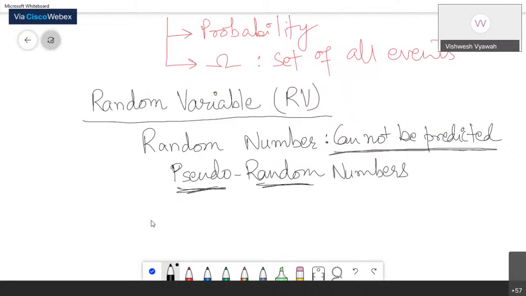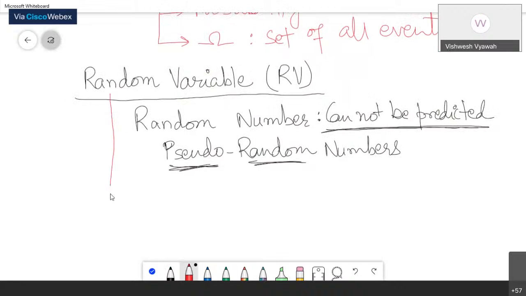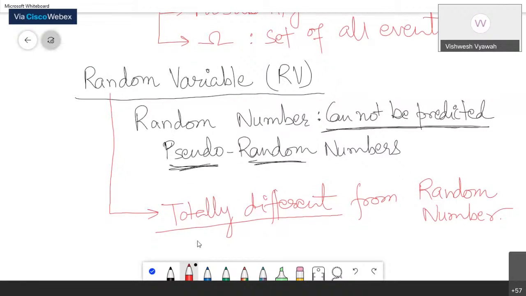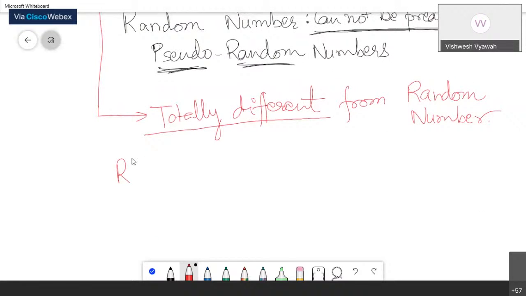Let's move ahead. Our random variable, what we are going to talk about, is totally different from a random number. The random variable that we are going to talk about is a mapping or a function.